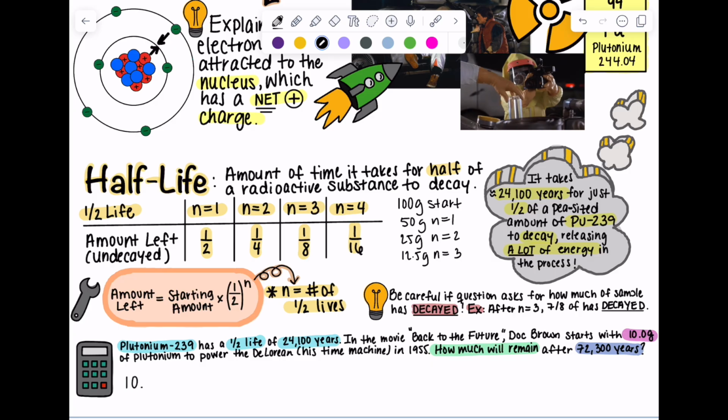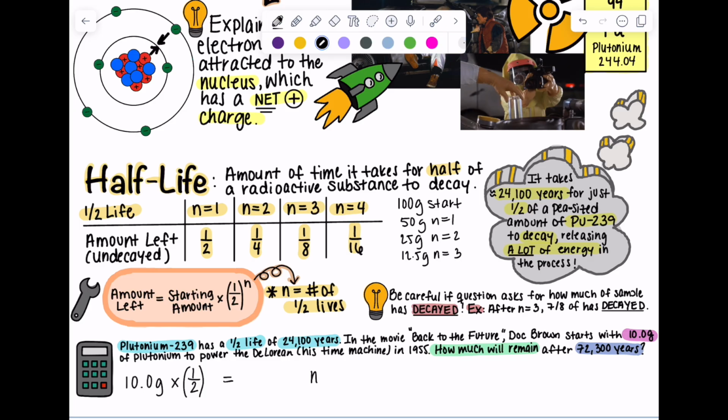First, start with your initial amount, which is 10 grams. And now multiply it by a half raised to the nth power. So just like how it says in this formula, where n is the number of half-lives. But how do we find n?